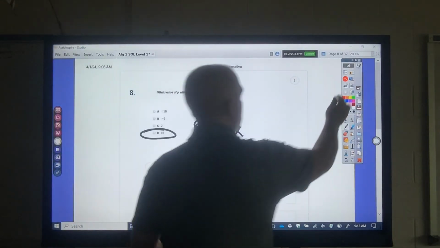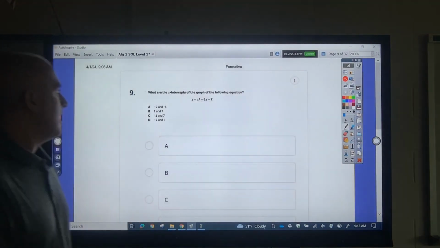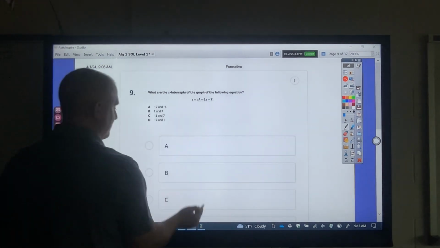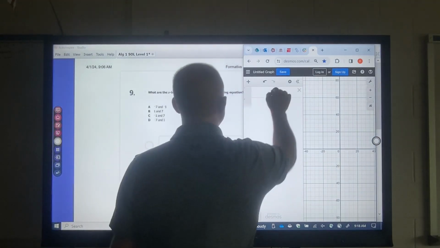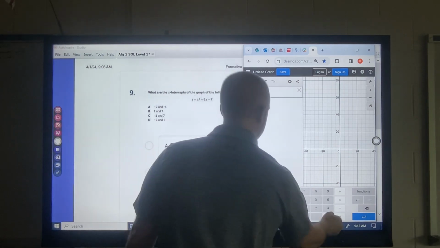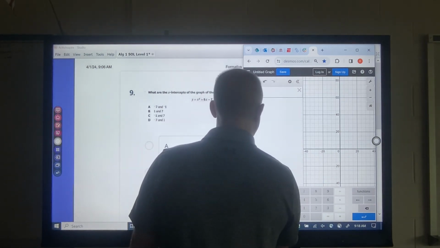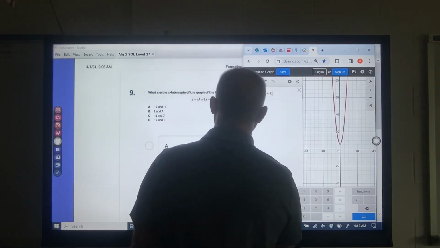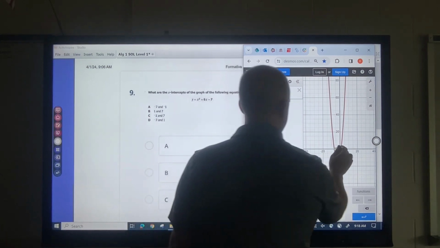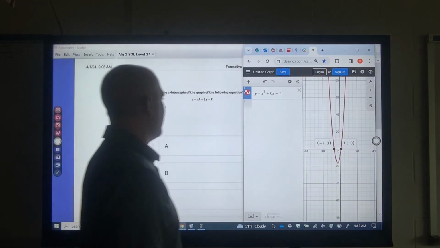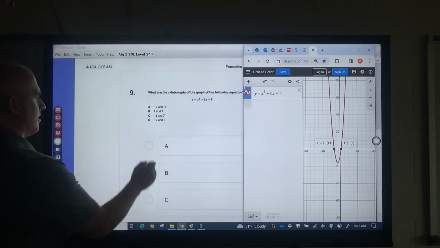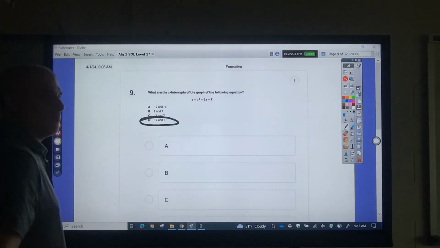Once again, all this is in the calculator. X-intercepts, same thing. Nothing's different. Don't need to type the y equals. If you do, I think you'll be okay. x squared plus 6x minus 7. It crosses there at negative 7 and crosses there at 1. So negative 7 and 1.